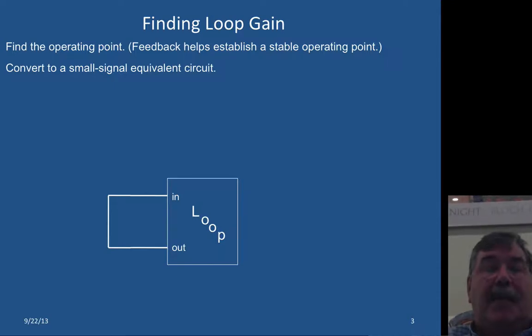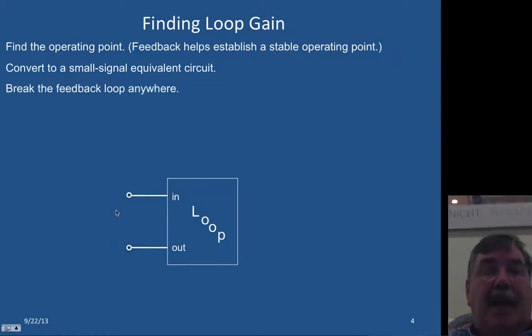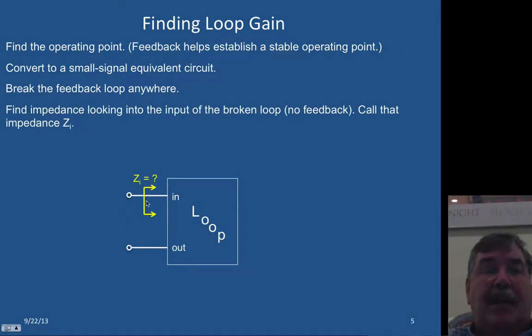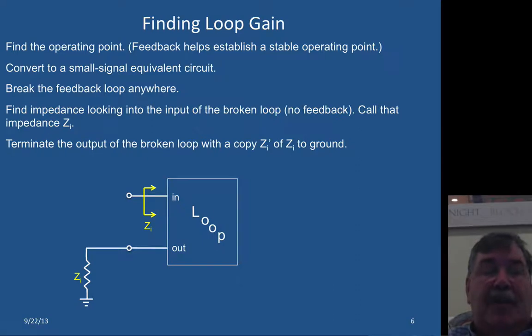But once you've found the operating point, you then convert that to a small signal equivalent circuit, which I'm showing here, and then you pull out pretty much any node that you want and break the feedback loop there, and you find the resistance seen looking into the input of the loop. By the way, this resistance, or in this case impedance, doesn't depend on feedback because the loop is broken, so you're just using the basic formulas. So you find that impedance, call it Z sub I, and then you make a copy of Z sub I and terminate the output side of the loop with that.